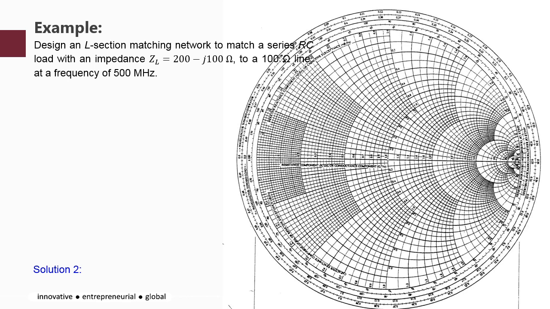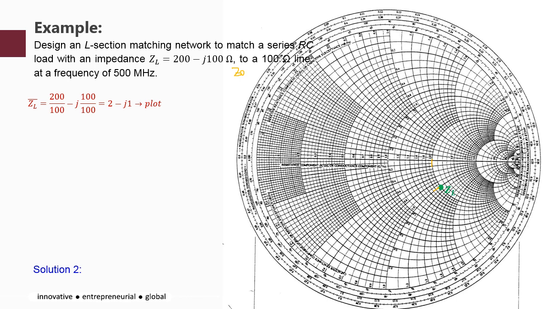Okay, let's have the first step. As usual, you need to find the normalized load impedance. Given the impedance is 200 minus j100, divide by Z0 equal to 100 ohm, so you get 2 minus j1. Plot it in the Smith chart. So that's your resistance 2 intersecting with minus j1.